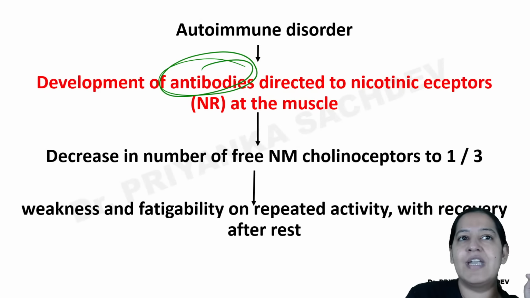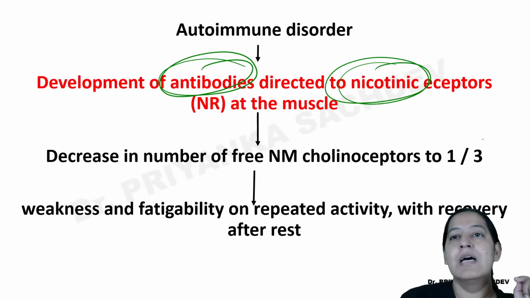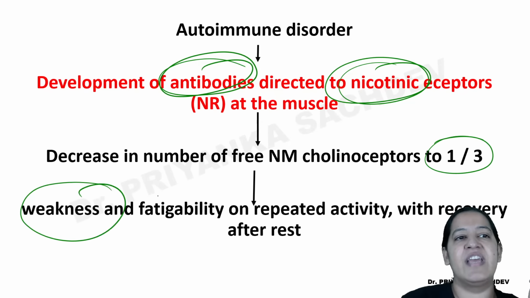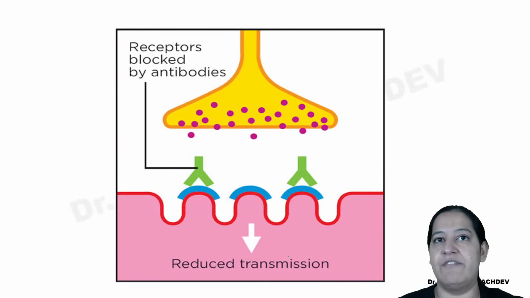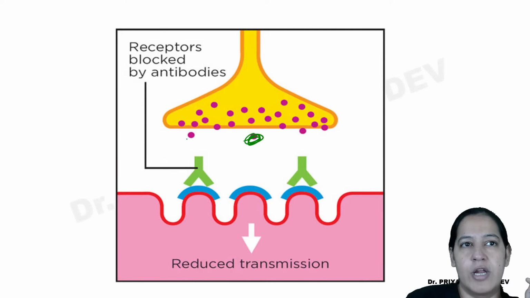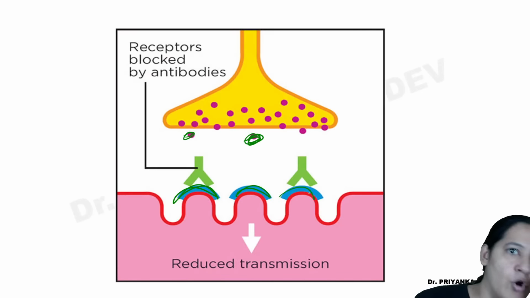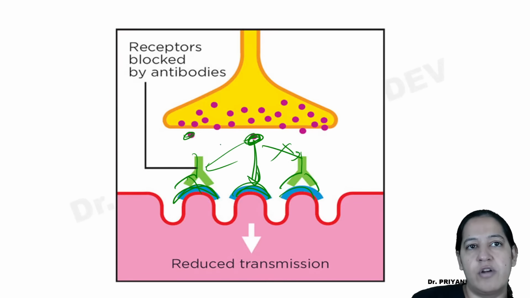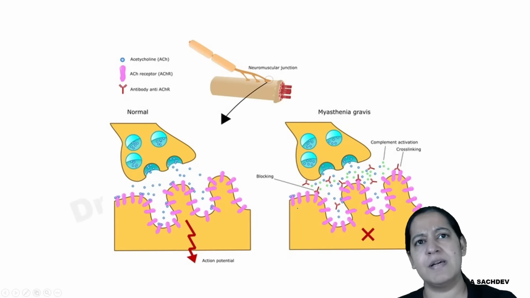So there is development of autoantibodies against nicotinic receptors. Only one-third of them are remaining. The rest of them are destroyed. So the patient presents with weakness and fatigability, especially in the evening. That is the problem. You can see this is the nerve ending. These are the acetylcholine molecules. And these are the receptors, blue color are the receptors. So you can see out of 3, 2 are destroyed by the antibodies. Only 1 is remaining. So this acetylcholine will bind with this one, not with these two. So the patient presents with weakness.